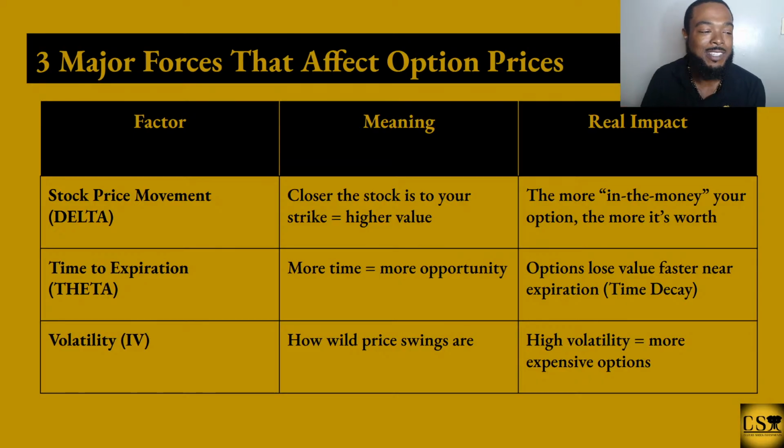Right now, just focus on the delta, which is going to determine how much your contract moves based on every dollar the stock moves up or down. And the closer the stock is to the strike price that you purchase, the higher the value of your contract is likely to be. So the more in the money your contract is, that's a term you're going to hear, in the money. So if you buy a strike price at $100 and the stock is already at $105, you're going to be considered in the money.